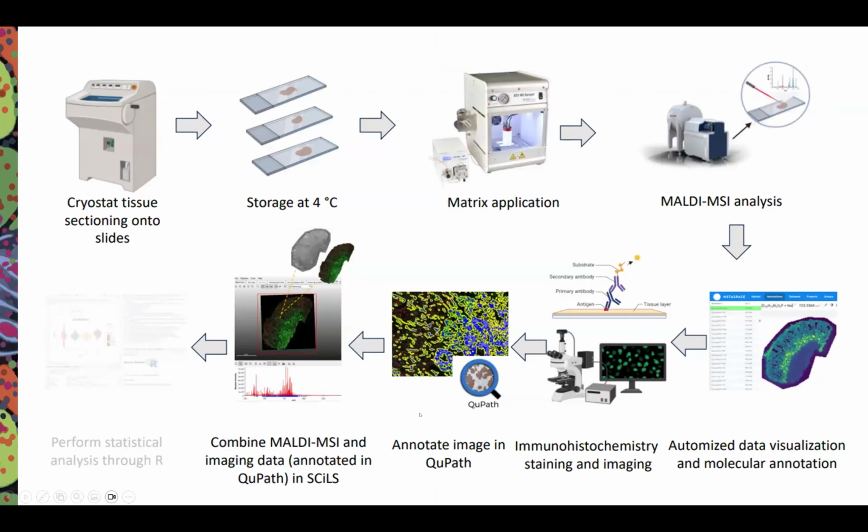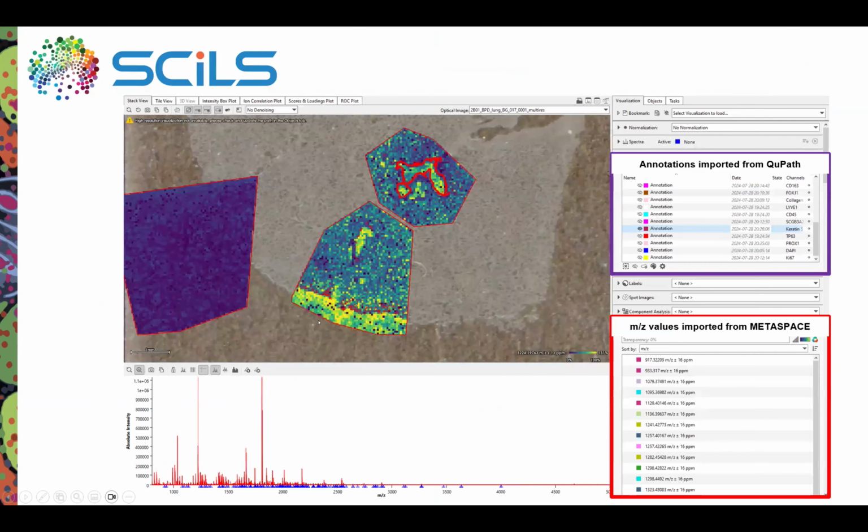After we have finished annotating our images on QPath, we then upload this data into another software called SCiLS. SCiLS is a Bruker mass spectrometry processing software, and it's very vital and important for us because it can combine both the data that we got from Metaspace with the mass to charge ratio values of our ion maps, as well as the annotations imported from QPath, all together in one place.